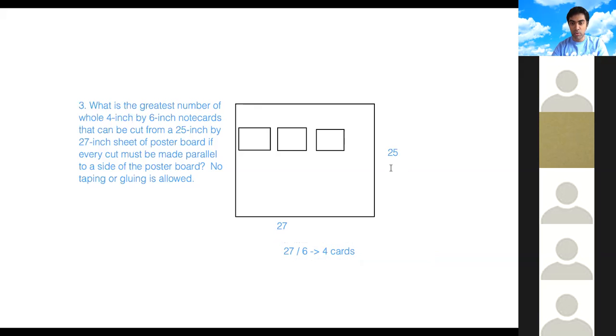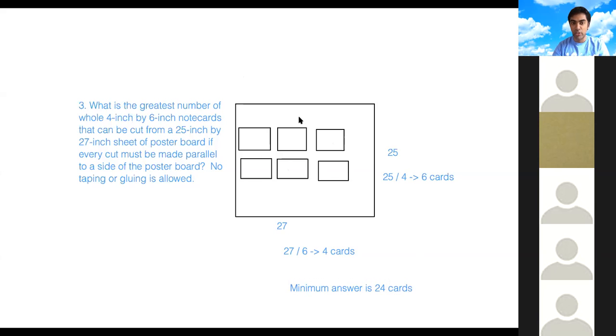And then in the other direction, we're putting the dimension of 4, so 25 over 4, we can do 6 cards. So if we arrange them as a grid, as shown here, assume there's no spacing or as little spacing. I've just put spacing to make it easier to draw. So we know we can make 4 cards by 6 cards a grid, and we can make 24 cards. Okay, so we know that the minimum possible answer is 24 cards, but maybe there's a way of arranging it better.